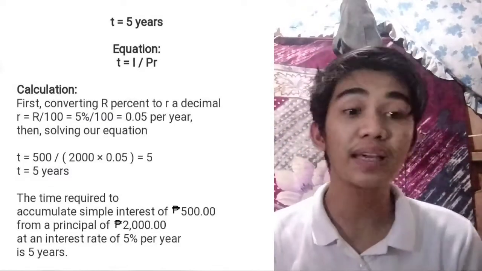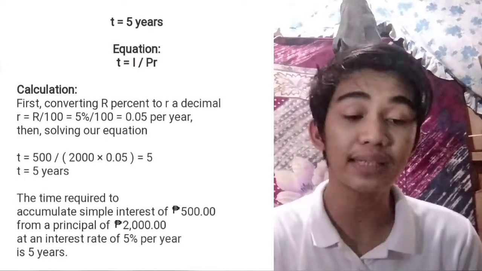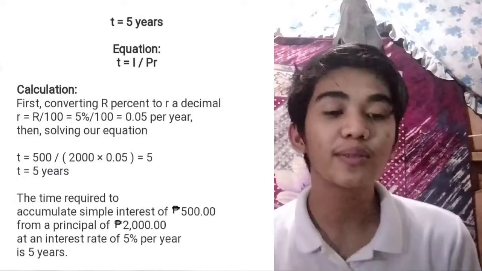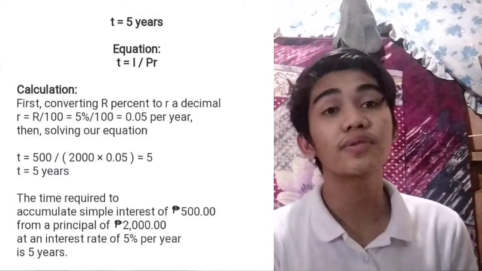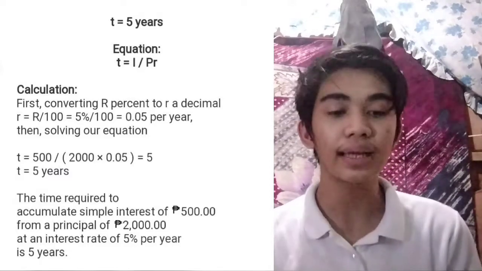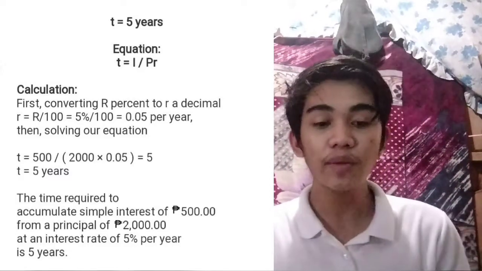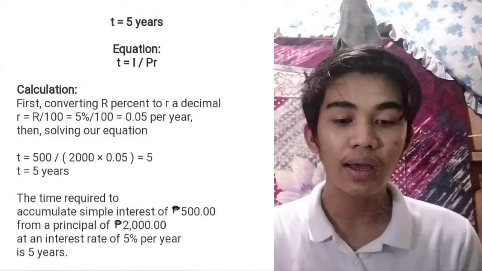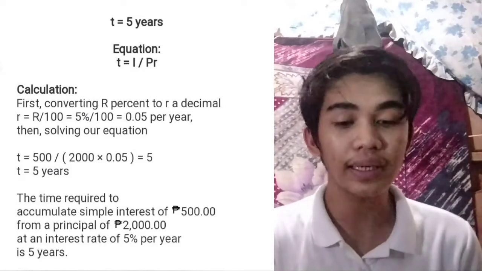Now let's substitute the given in the equation t is equal to I over PR. Now we can get t is equal to 500 over 2000 times 0.05. So let's simplify further. We can get t is equal to 500 divided by 100. So we can get t is equal to 5 years. Therefore, the time required to accumulate simple interest of 500 pesos from the principal amount of 2,000 pesos at the interest rate of 5% per year is 5 years.